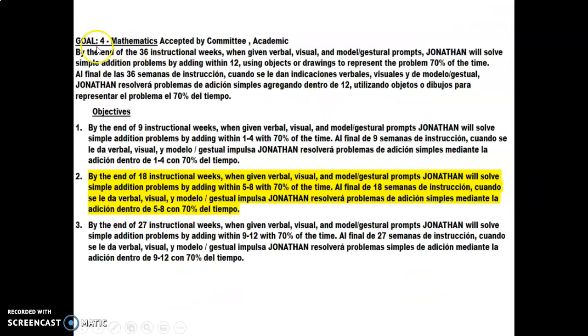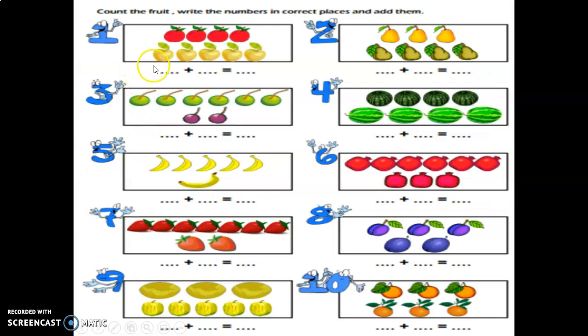And let's keep going to goal number 4, math, and objective number 2. So what we're going to do is you're going to write out the math problems. You have 10 questions today, Jonathan.